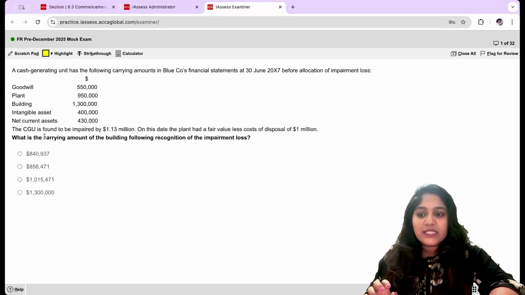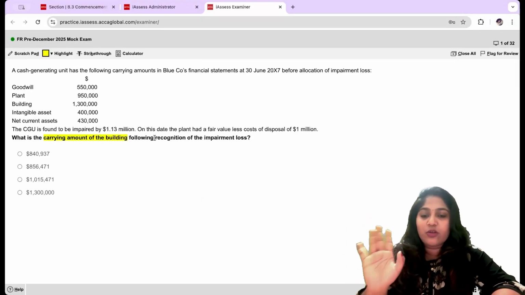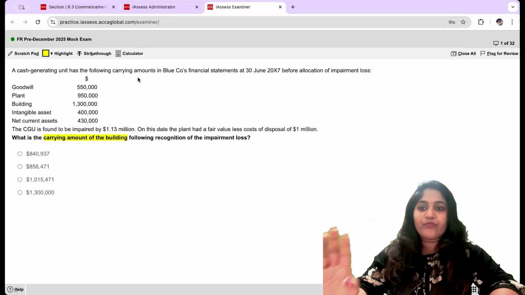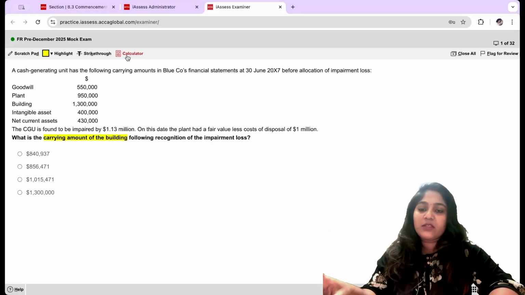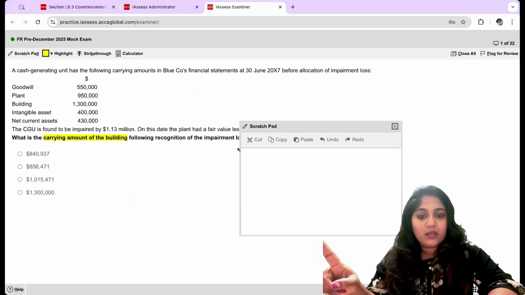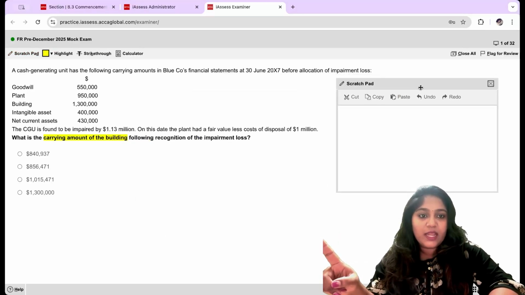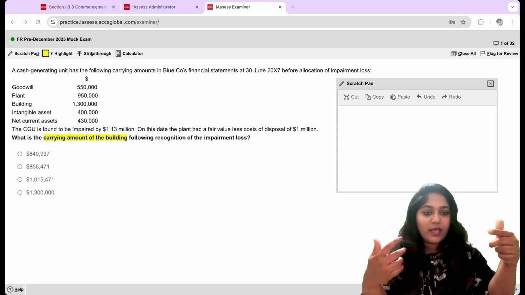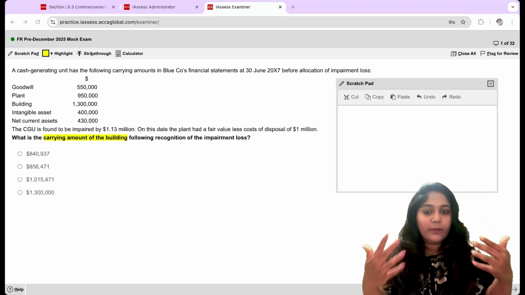So I will always highlight what they are asking. We need to find out the carrying amount of the building following the recognition of impairment loss. This is what I know. Now I have a calculator given in the examination, and I also have a scratch pad. I'm going to use the scratch pad so that whatever I write and explain is there, and you will be able to find what I am talking about.